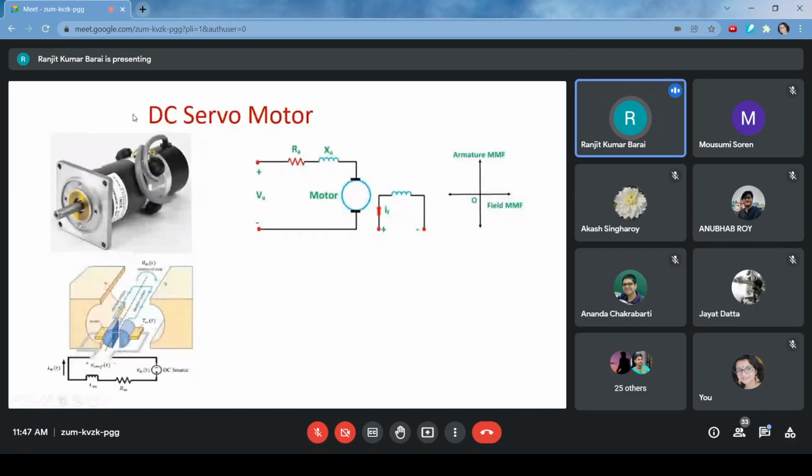So there are two coils. The construction wise apparently looks same. The two coils, armature, commutator, everything. The adjective prefix servo appears. Actually, it has a significance. Construction wise, apparently it may look same, but there is a difference between the ordinary DC motor and DC servo motor.